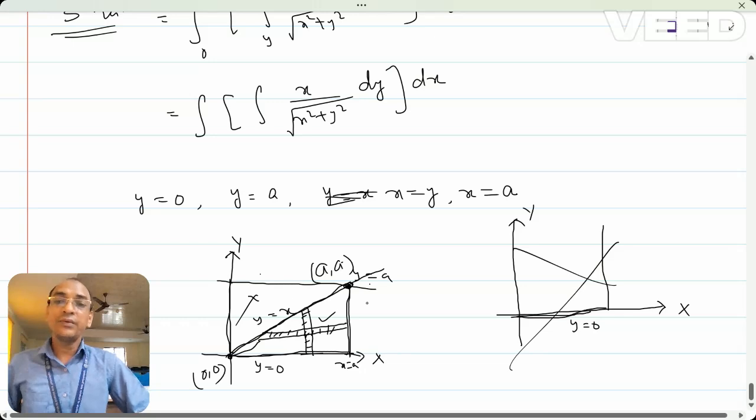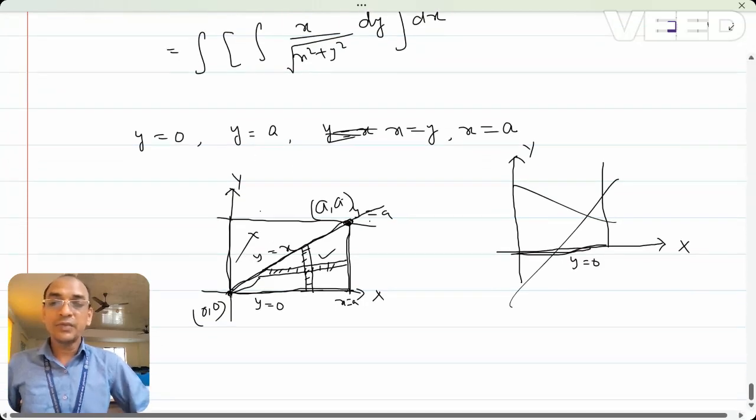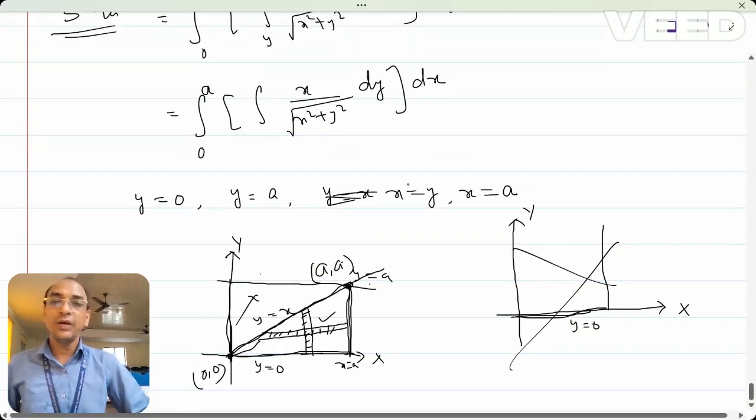Now we have to change the order. That means x is outside and y is inside. So x should have constant limits. What will be the limit of x? The limit of x means from left to right. So this is my left side limit of x, x is minimum 0, and this is my right side limit of x, x equal to a. So here I can put x from 0 to a.